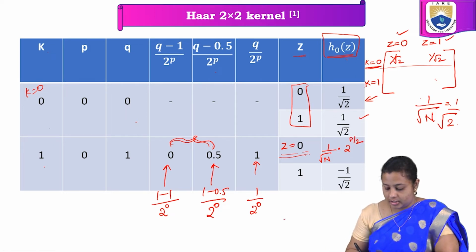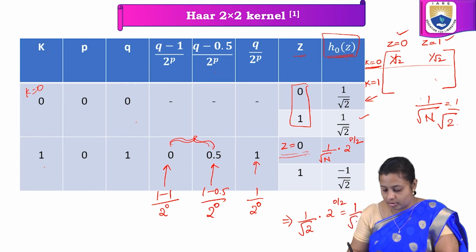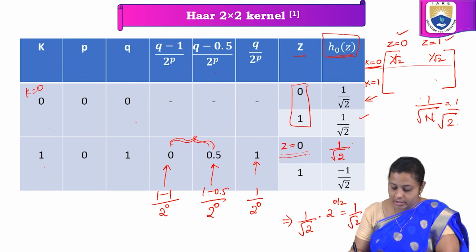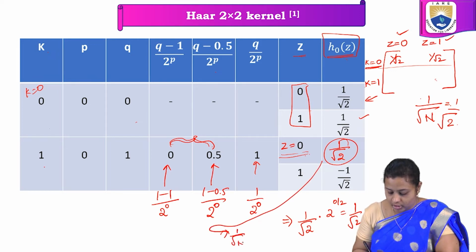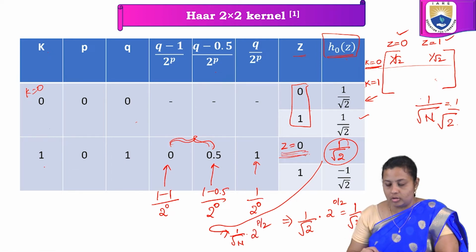So that can be written as 1 by square root of 2 into 2 power 0 by 2, which is equal to 1 by square root of 2, right? So I can write this as 1 by square root of 2. So how did I get this equation here? We got my equation as 1 by square root of n into 2 power p by 2. So when z equal to 0, or the z value is falling between the first sub-range 0 to 0.5, I can write my coefficient value as 1 by square root of n into 2 power p by 2.